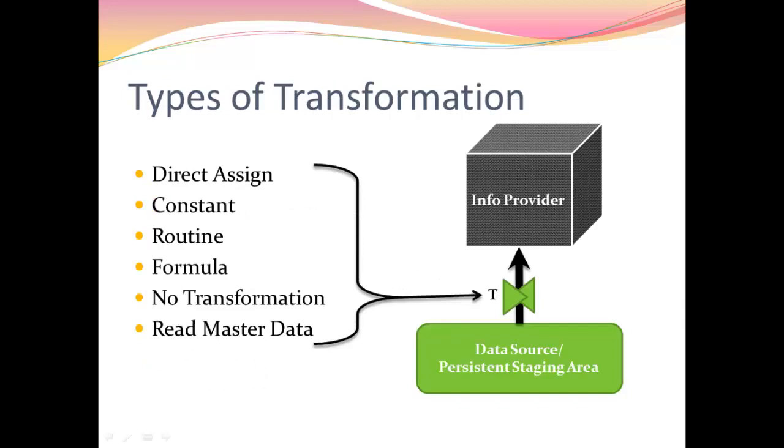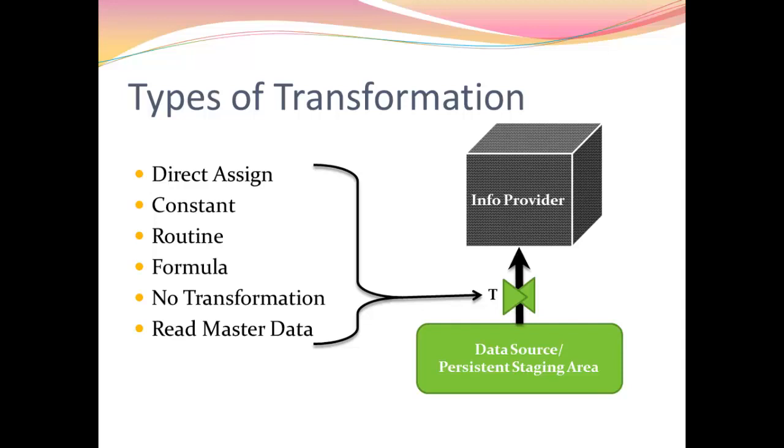Types of transformation. There are 6 types of transformation: direct assign, constant, routine, formula, no transformation, and read master data. In direct assign transformation, as it clearly says, the data from the source field to our target field is directly assigned. No changes are made to it. Constant type is used when we want to fill the records with some constant values.